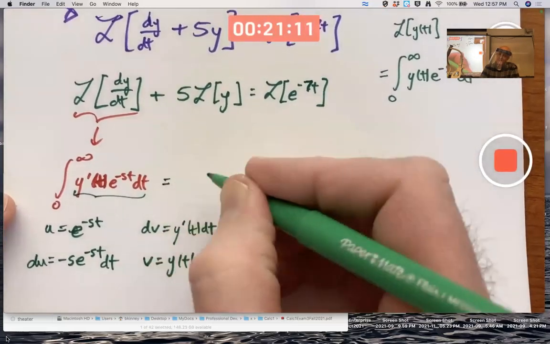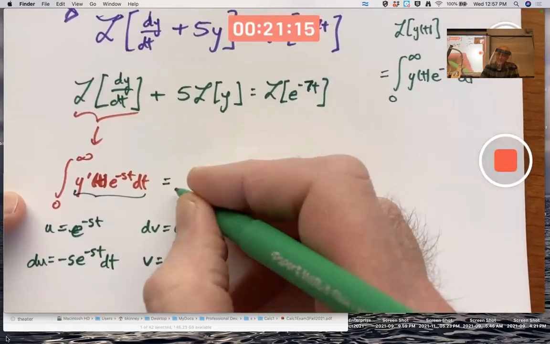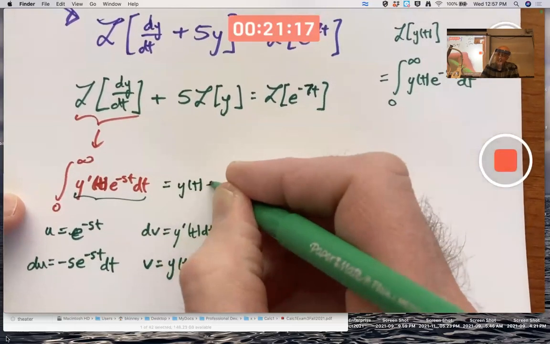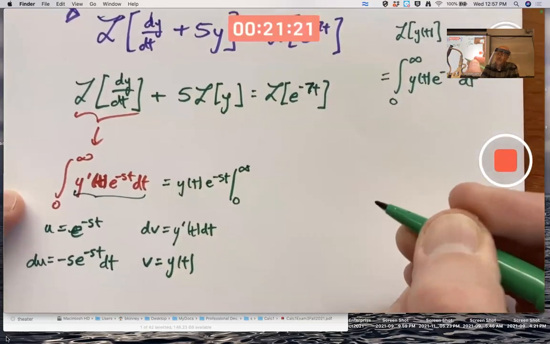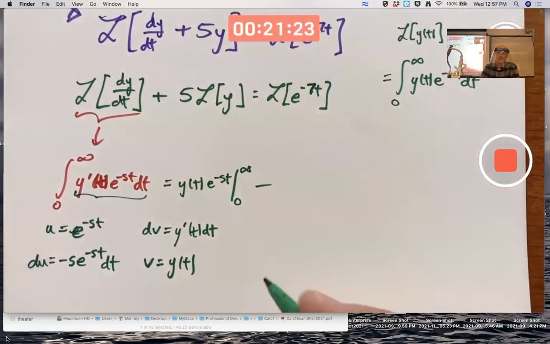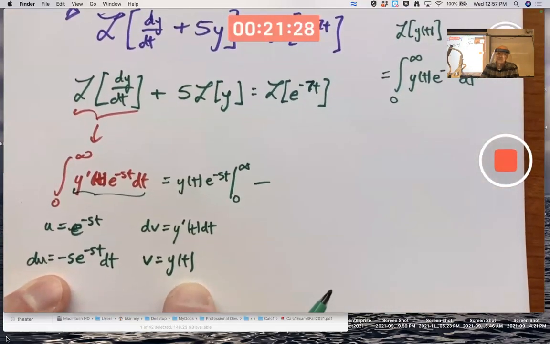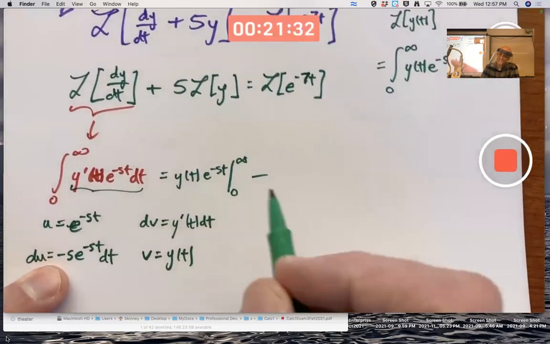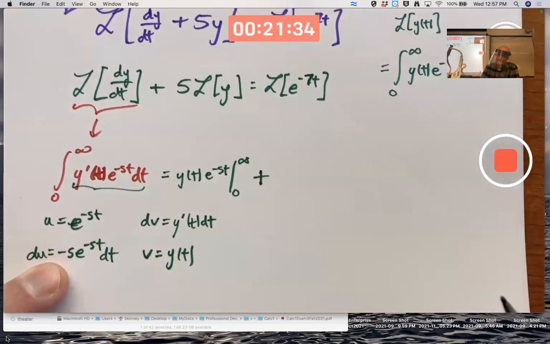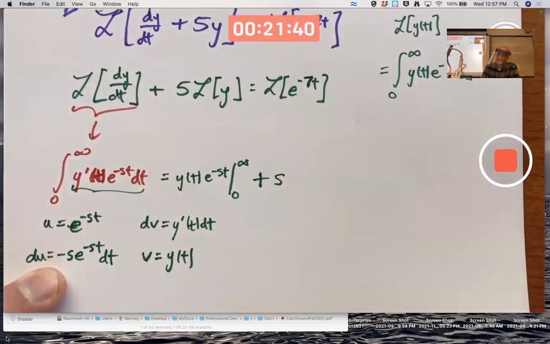So the integration by parts formula now says, do u times v, which will be y of t times e to the negative st, that's getting evaluated from 0 to infinity, minus the integral of v times du, product of these two things. Notice there's a minus sign there on the left side. It's going to cancel with this minus sign to give you a plus sign. And the s can be factored out of the integral because the integral is with respect to t.